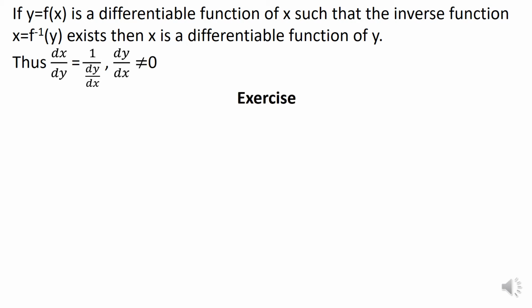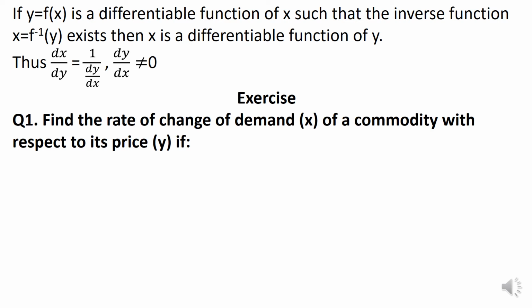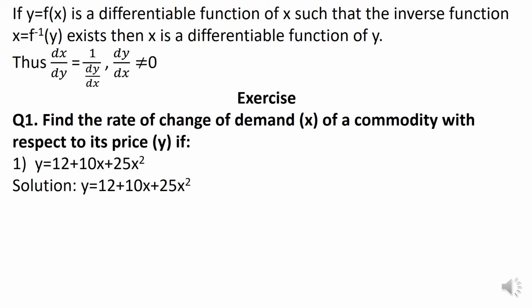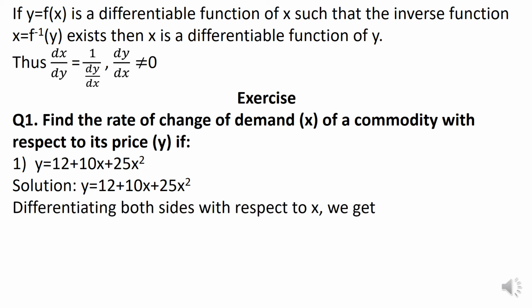Now, in the exercise, the first type of question, find the rate of change of demand, that is x, of a commodity with respect to its price, that is y. In the first sum, y is given as the function 12 plus 10x plus 25x square. Now, in all the sums, the procedure is going to be the same. That is, after writing y, we differentiate both the sides with respect to x. That is, we find dy by dx.